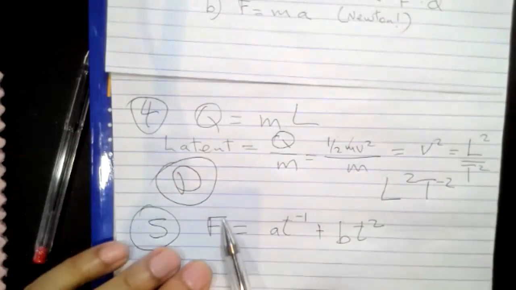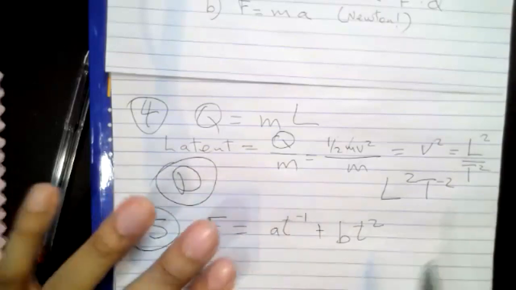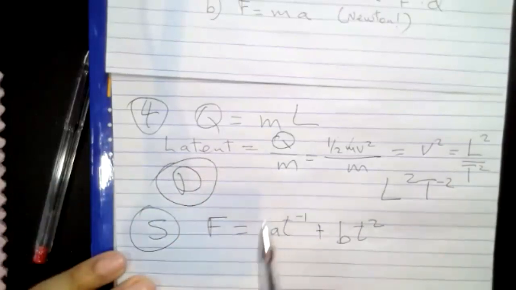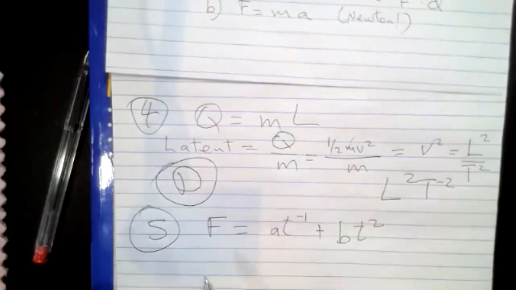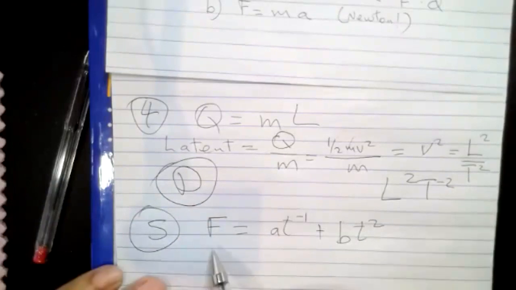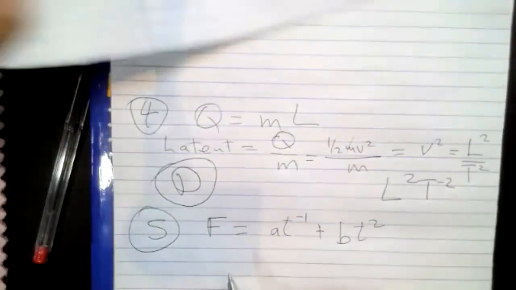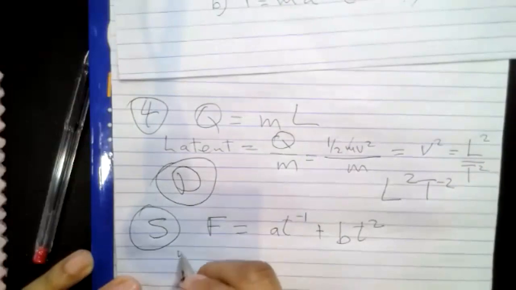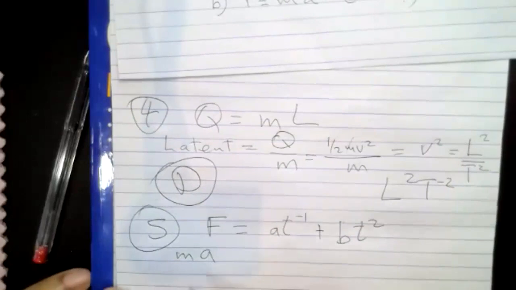So whatever set of units the force is in, which is newtons, then this has to be in newtons and this has to be newtons. Now, what is A? What is B? We have to work that out. But we know that this has to be newtons because it's being added to this. Okay, so let's start with F, the force. The force we can start with as mass times acceleration, and we've already worked out what that is.